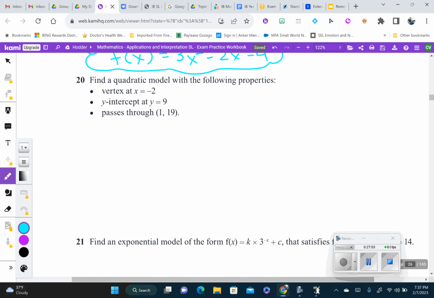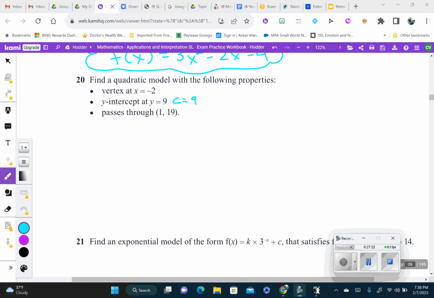Okay, so find a quadratic model with the following properties. So the vertex is x equals -2. The y-intercept is at y equals 9. So this low-key, it's quadratic, so this is our C. So our C is 9. Has to pass through this point.